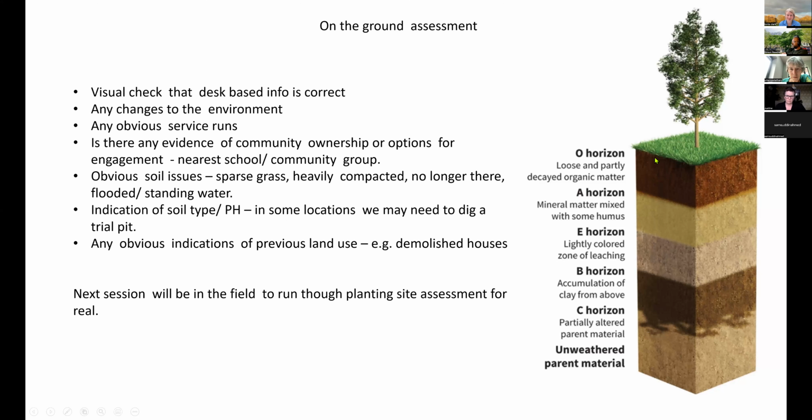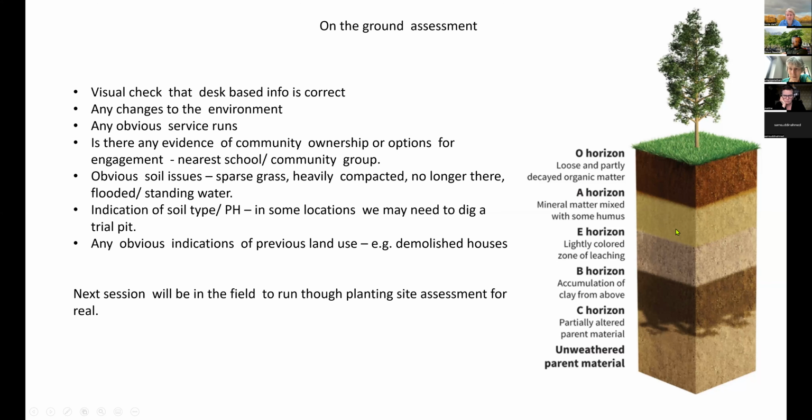So we put a little picture over here. Soil should typically be divided into a number of horizons. So we've got the O horizon, which is the humus, the dead plant material on the top, and the loose, partly decayed organic matter, and then you get down into the A horizon, which is the mineral matter with some humus that's been incorporated by soil-dwelling invertebrates, and then we get down into the subsoils and the unweathered material, the bedrock down here.